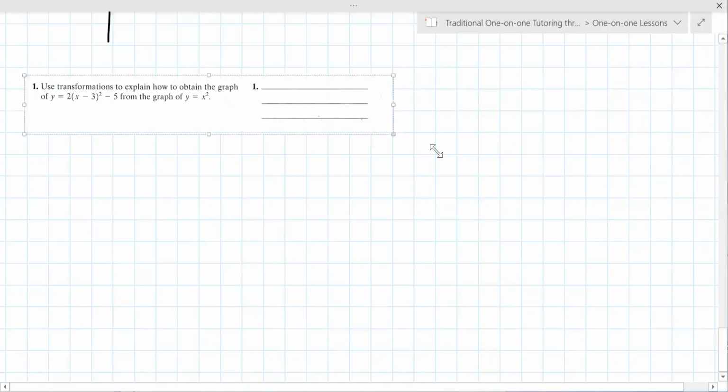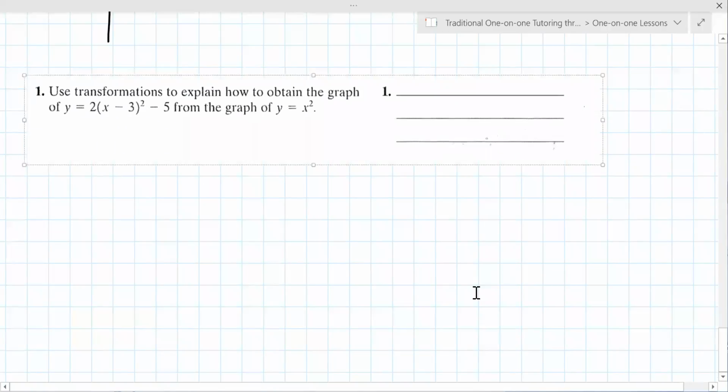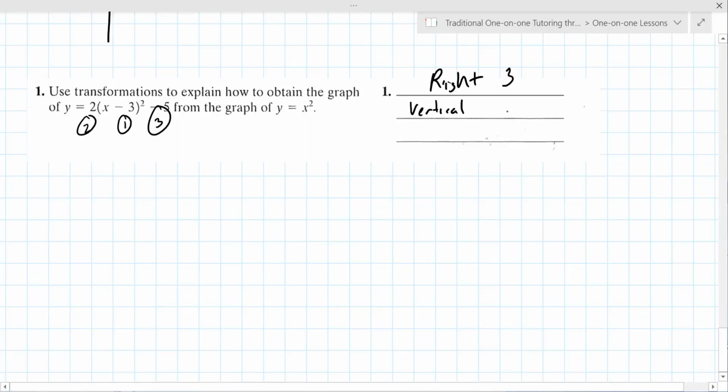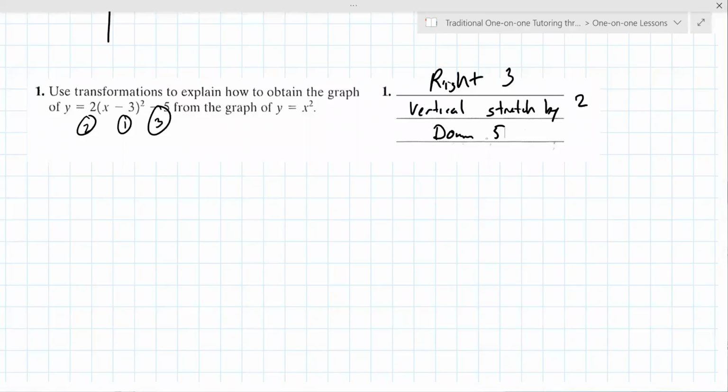Use transformation to explain how to obtain the graph of this from this on the right. So this is the first transformation, the -3, the 2 is the second, and the -5 is the third. Okay, so it's right 3. The 2, because it's greater than 1, is a vertical stretch, because it's on the outside, by 2, and then down 5 because of the -5.